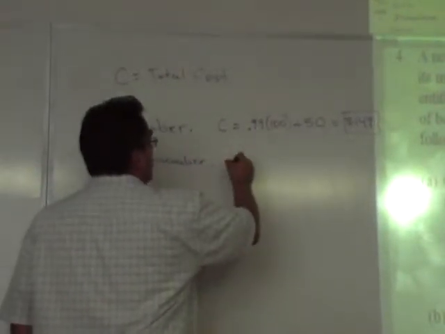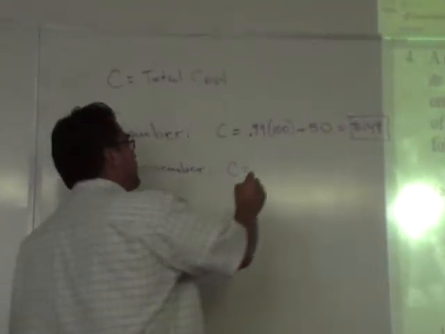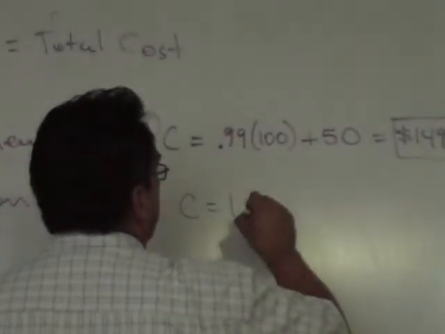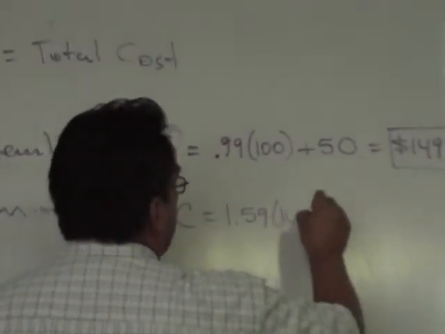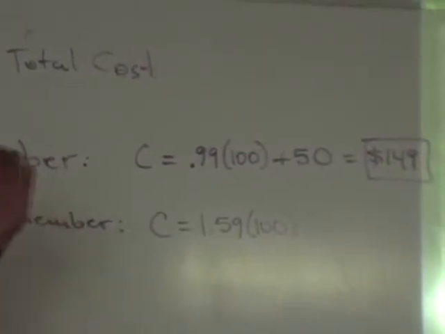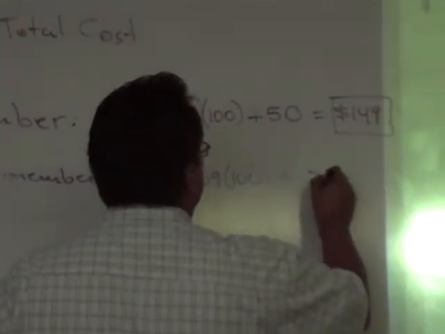For a non-member, the cost would be how much each liter of beer? $1.59. So if you're not a member, you're going to pay $1.59 times 100. What's your membership cost? You're not a member, so you don't pay anything there. You just pay for the beer. How much is that? $159.